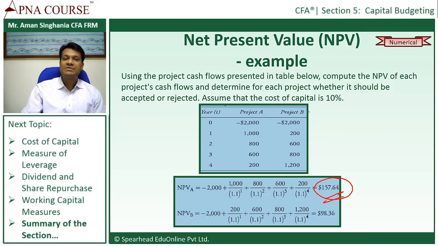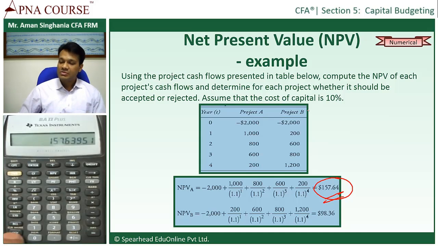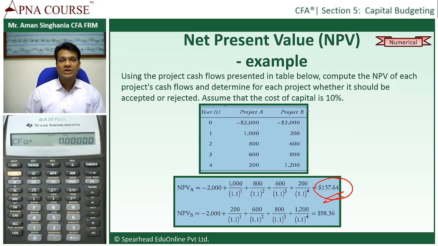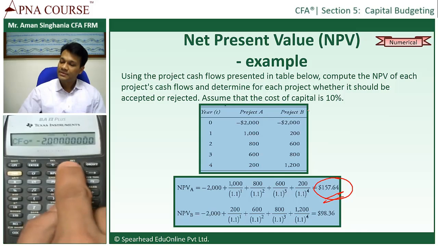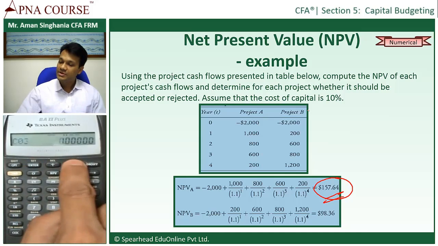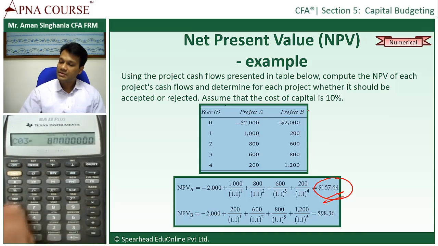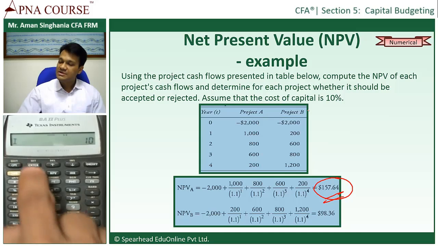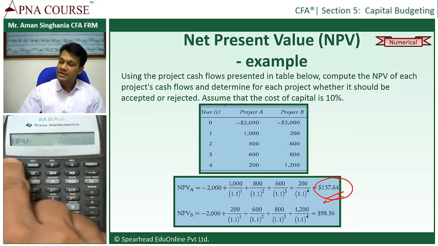Now let's do the same thing for project B. So we have the cash flows for project B. So on the calculator, let's first erase the memory by pressing CF and second CE. Now let's quickly plug in the numbers for project B. So 2000 negative, enter. Cash flow at point 1 is 200, enter. For 2 it is 600, enter. For 3 it is 800, enter. And for 4 it is 1200 and enter. I'll press NPV and save I as 10%. Press the down arrow button and calculate NPV.